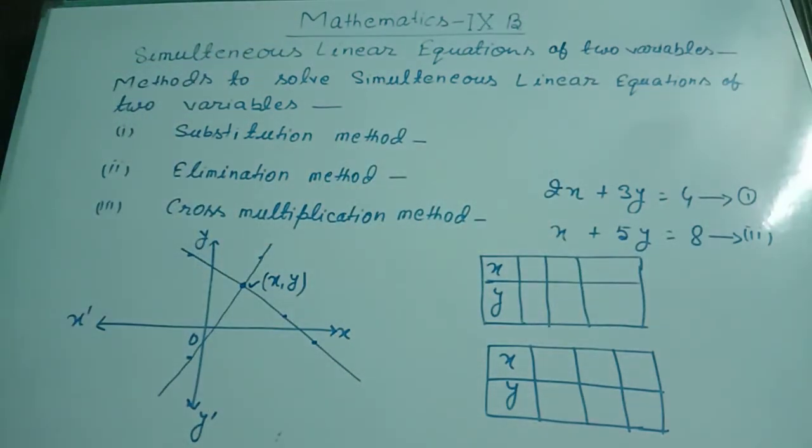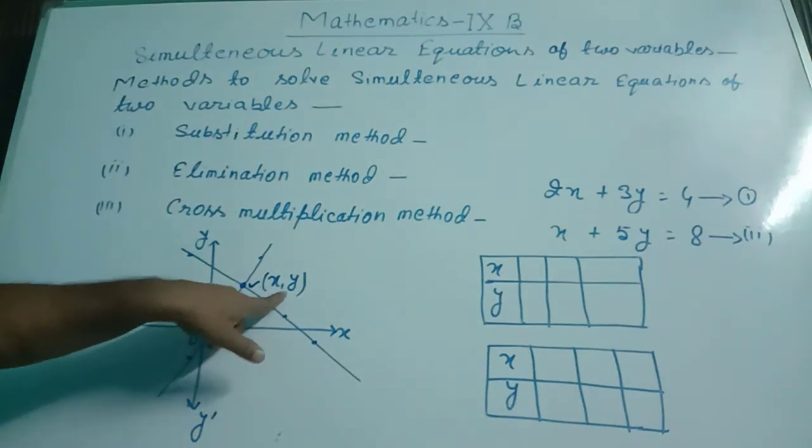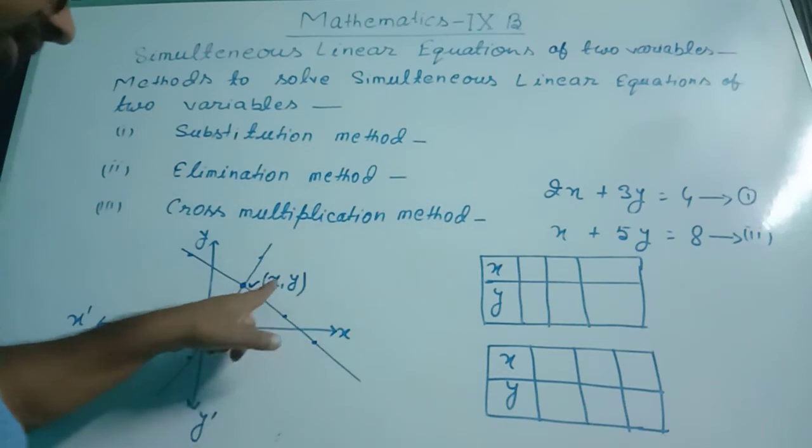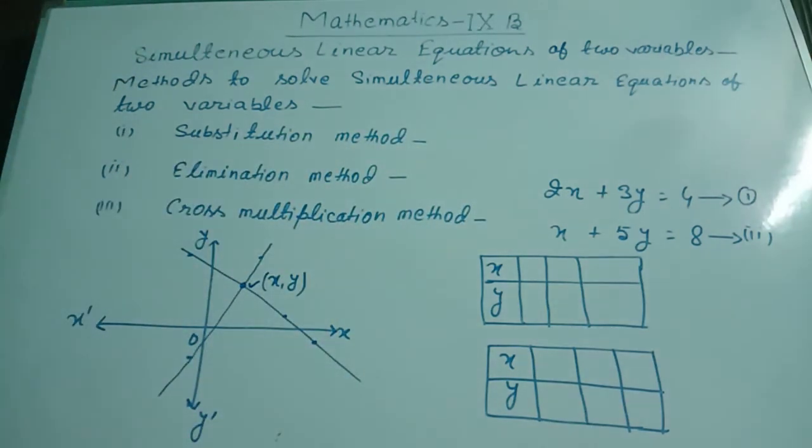So what are you understanding? From this point we are getting a common value, a common solution for both equations, and this common solution will satisfy both equations. So we say this is the common solution. So this is the graph work of simultaneous linear equations of two variables.